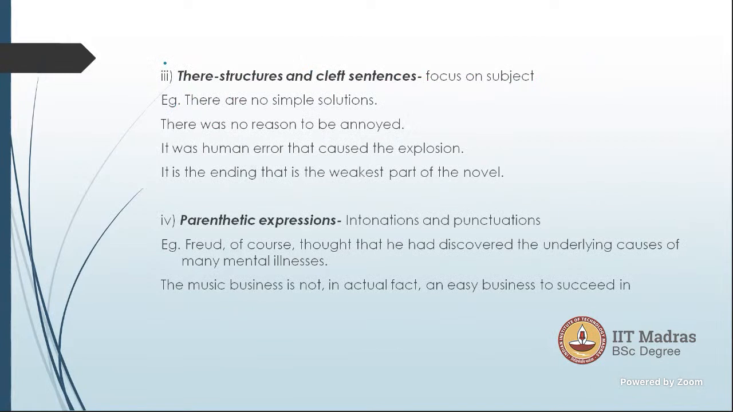Now the third one. So we looked at end focus, we looked at front focus, and now the third type of constructions that you use for achieving better emphasis are there structures and cleft sentences. Have you seen these kind of sentences before? There are no simple solutions. There was no reason to be annoyed. It was human error that caused the explosion. It is the ending that is the weakest part of the novel. Seen these kind of constructions before, right? They're very common kind of sentences in English, right? There constructions and cleft constructions.